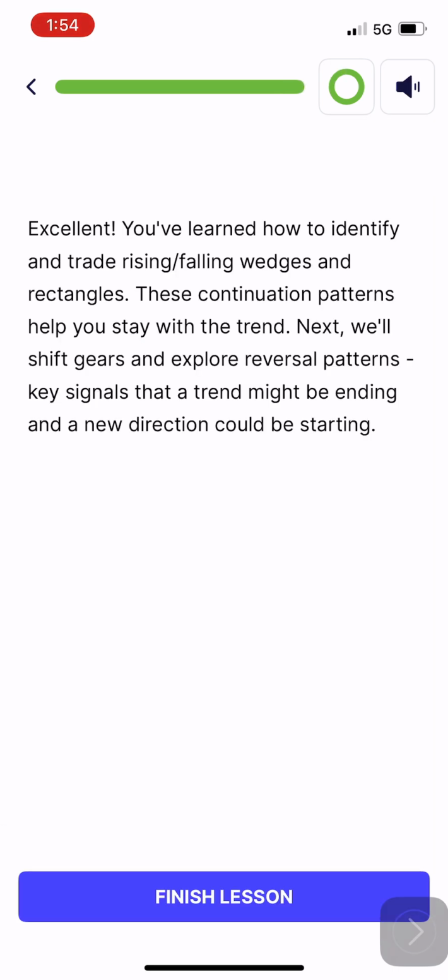Excellent. You've learned how to identify and trade rising and falling wedges, and rectangles. These continuation patterns help you stay with the trend. Next, we'll shift gears and explore reversal patterns, key signals that a trend might be ending and a new direction could be starting.